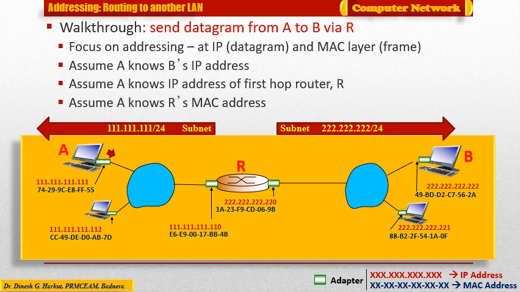We will discuss this issue in the context of the diagram shown, which shows a simple network consisting of two subnets interconnected by a router. We have these two subnets, one subnet having address 111.111.111/24 and another subnet 222.222.222/24. These two subnets are connected through a router.